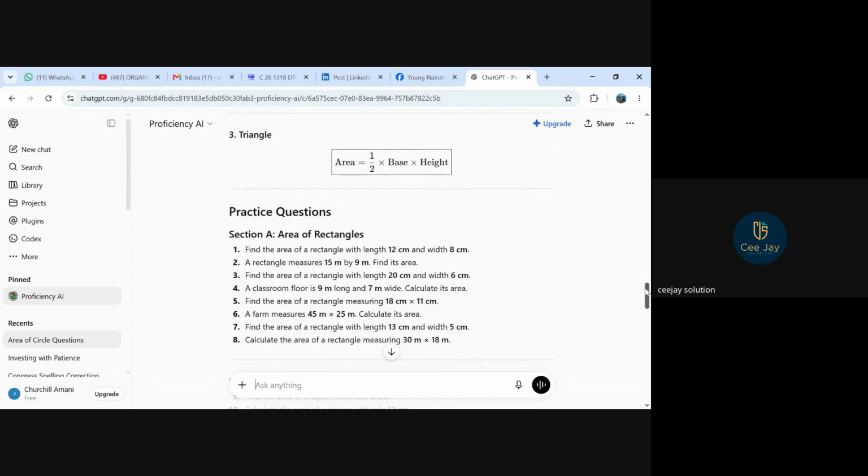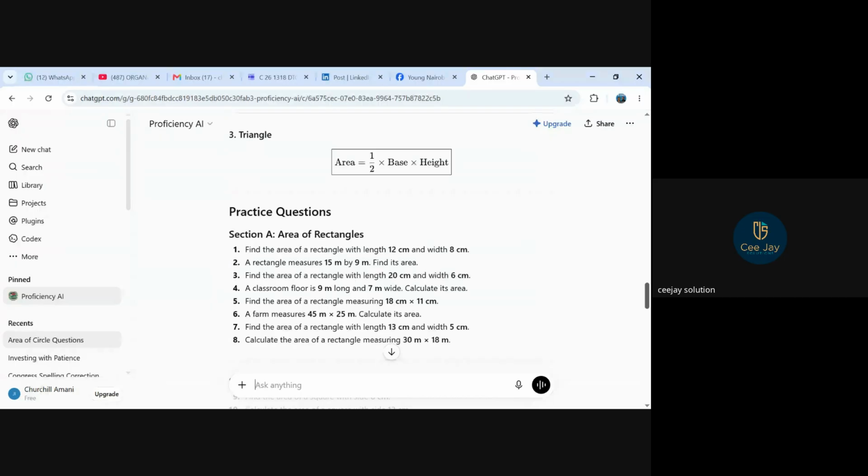So we try these questions. For example, find the area of a rectangle with length 12 centimeter and width 8 centimeter. So the length is 12 centimeter, width is 8 centimeter. 12 times 8, our answer will be 96 centimeter squared.